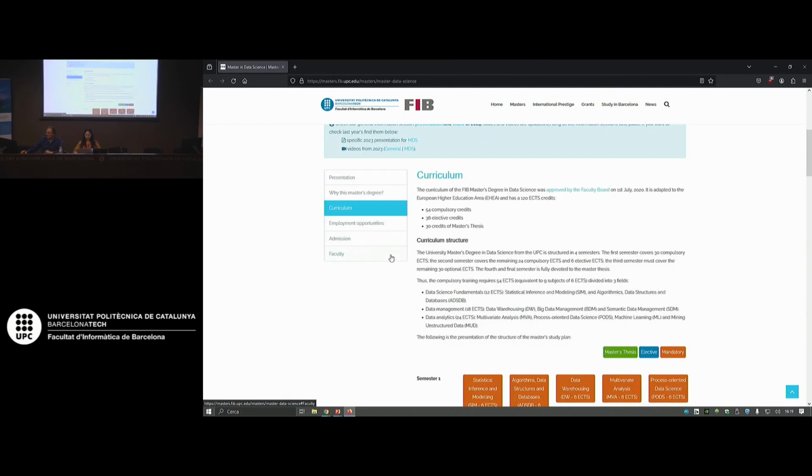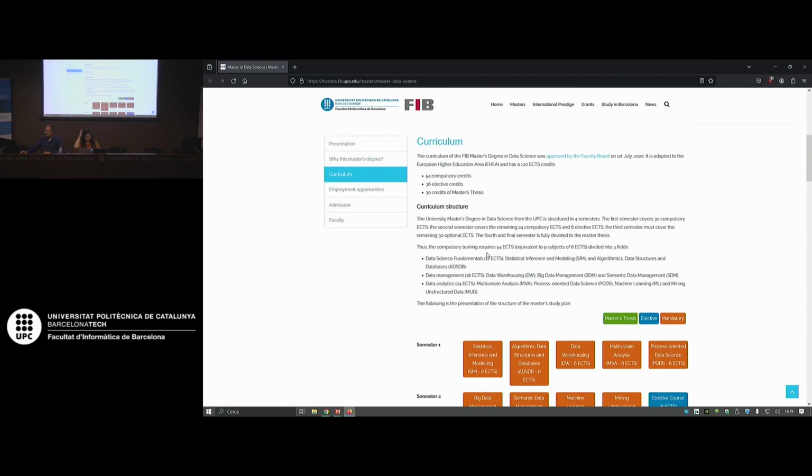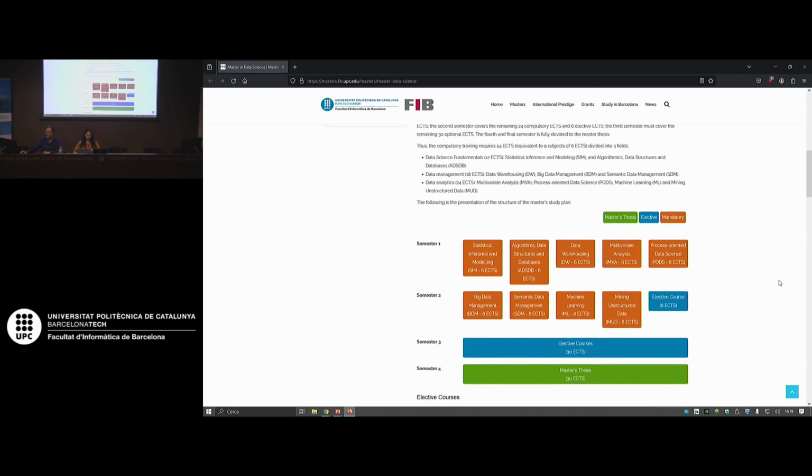And here in the curriculum, if you check, this is the structure of the master. The master has 54 compulsory credits. It means the whole first year, except 1 course. And then you have 36 elective credits, the whole 3rd semester and 1 course in the 2nd semester, and then 30 credits of the master thesis. It's easier to see it here, right?